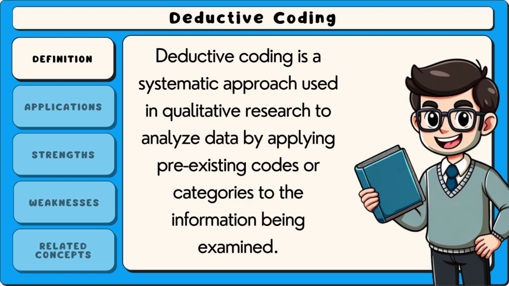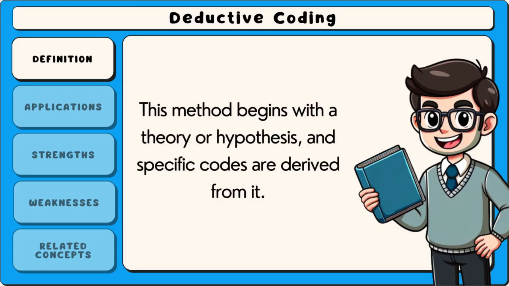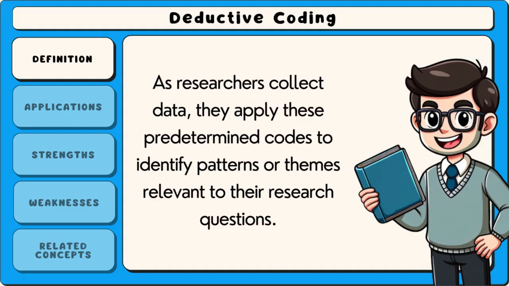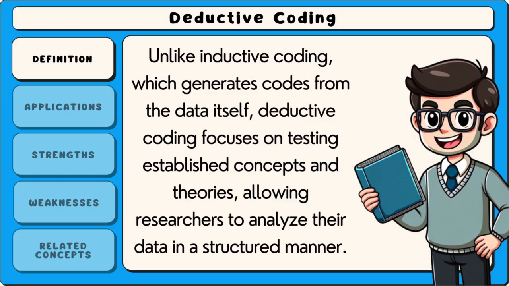Deductive coding is a systematic approach used in qualitative research to analyze data by applying pre-existing codes or categories to the information being examined. This method begins with a theory or hypothesis, and specific codes are derived from it. As researchers collect data, they apply these predetermined codes to identify patterns or themes relevant to their research questions. Unlike inductive coding, which generates codes from the data itself, deductive coding focuses on testing established concepts and theories, allowing researchers to analyze their data in a structured manner.